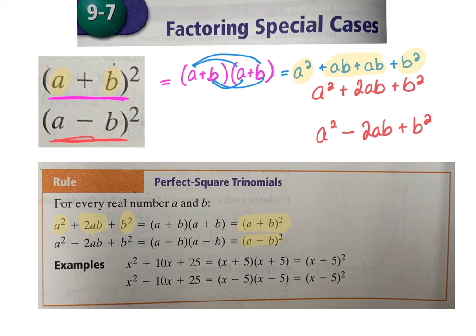And that's true for addition and subtraction. I will say you'll notice that the last term is positive for both of these, because whether you multiply two negatives or multiply two positives, you're going to get a positive. And so for this perfect square trinomial, it's always positive for that last term. But the center term can be positive or negative. So let's look at factoring these.